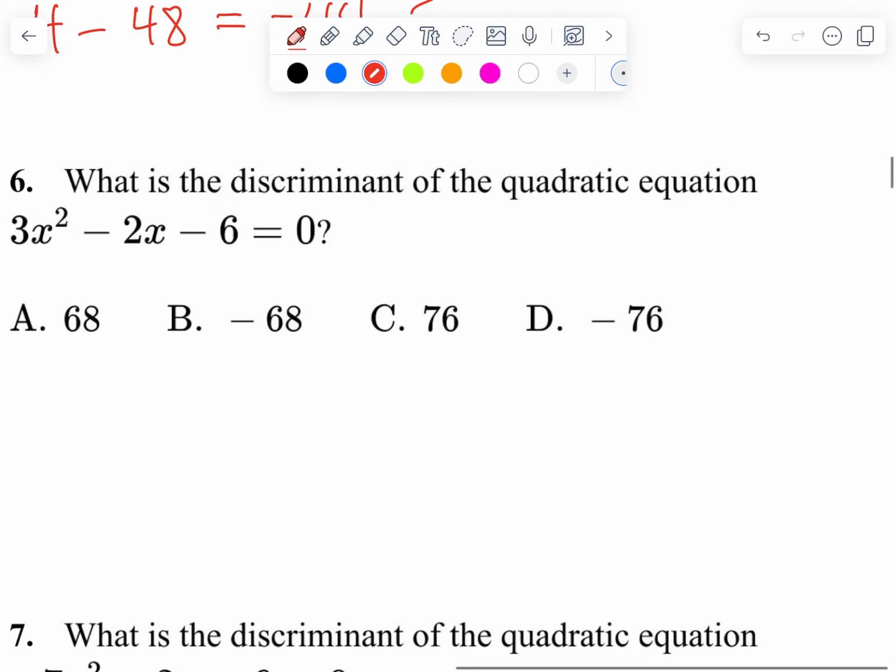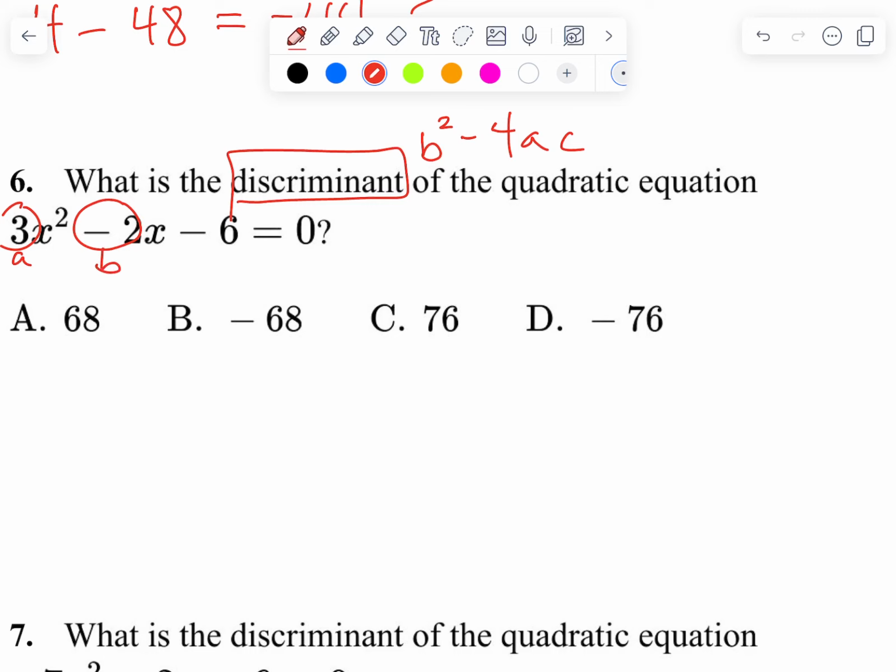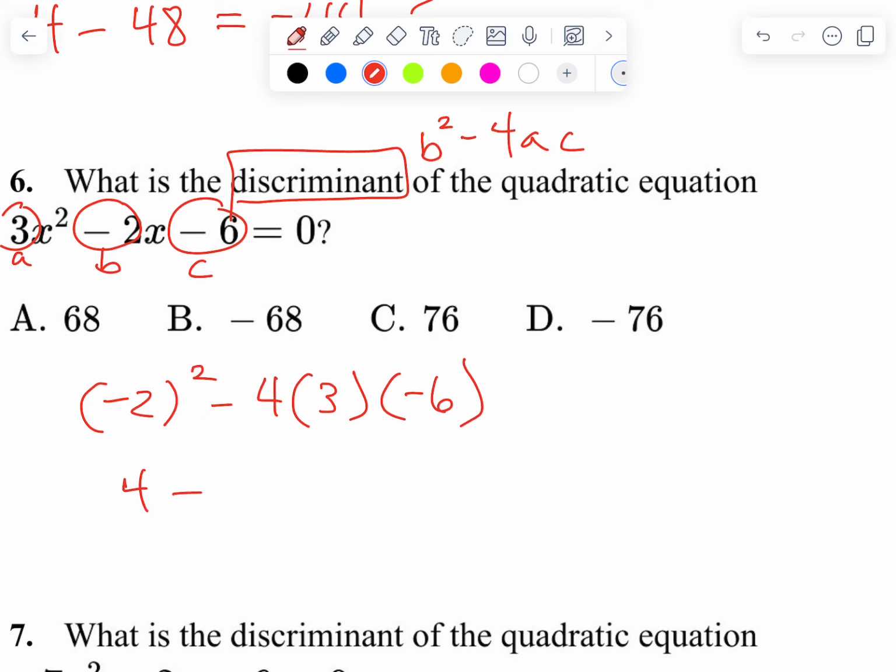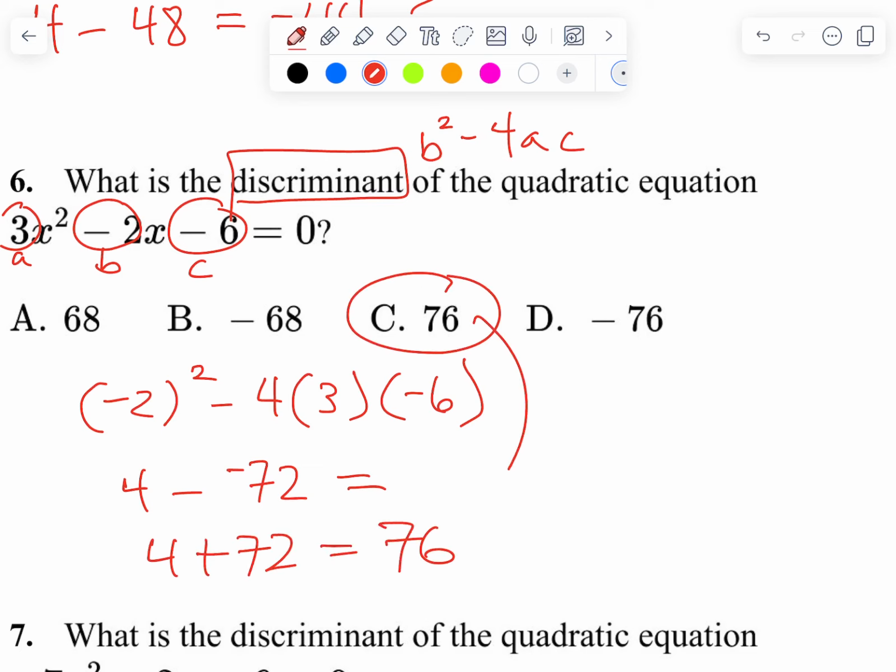Taking a look at number 6, discriminant again, b squared minus 4ac. Here's a, here's b, and here's c. So we have negative 2 squared minus 4 times 3 times negative 6. It'll be 4 minus, and then 4 times 3 is 12. 12 times negative 6 is negative 72. So this was the same as 4 plus 72, which is 76 positive.